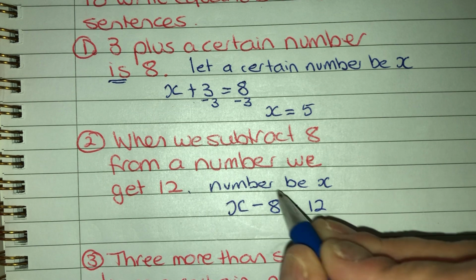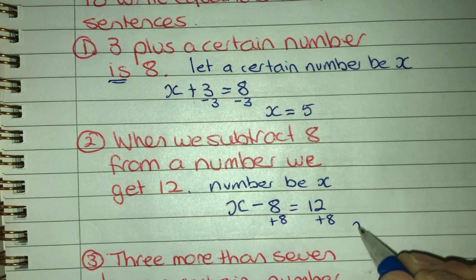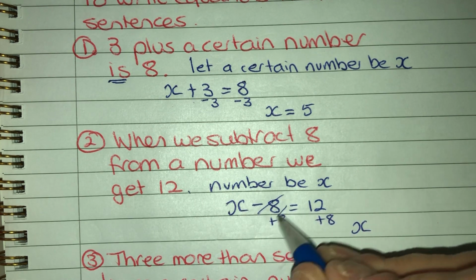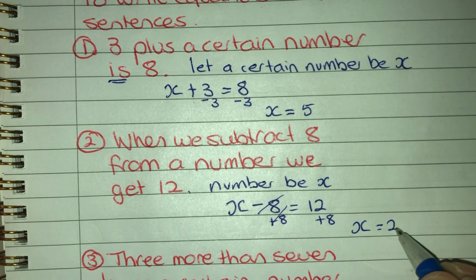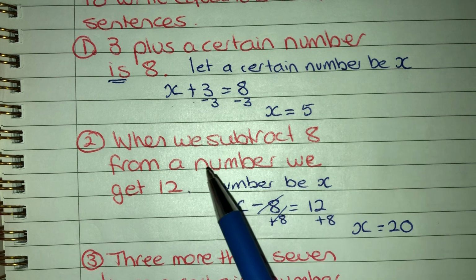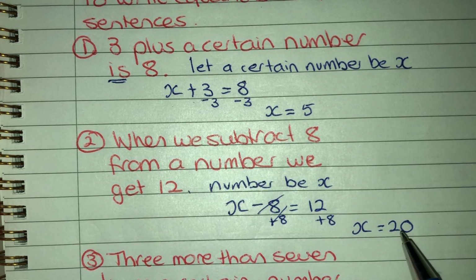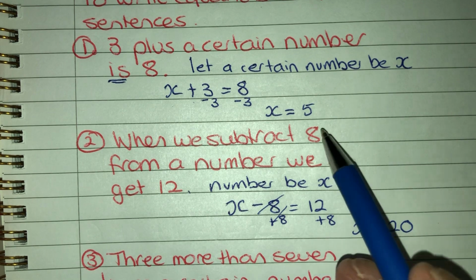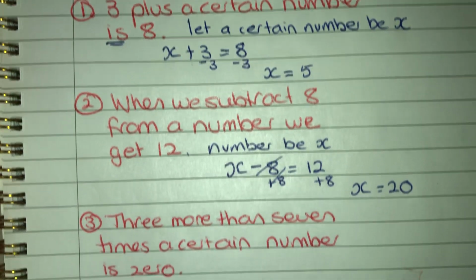The opposite of minus 8 is plus 8. So your answer is x because these two will cancel. That's what we want by itself. And 12 plus 8 is 20. So your certain number must be 20. Don't forget, this is like the ones we've done before where you can check it out. When we subtract 8 from a number, we think the number's 20. 20 minus 8 is 12, so we must be right.